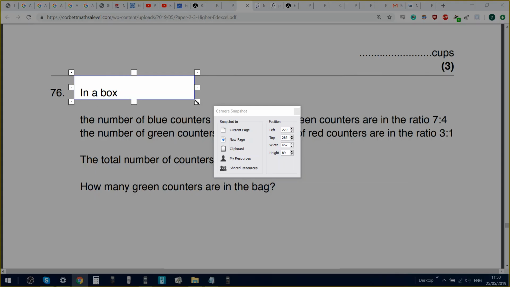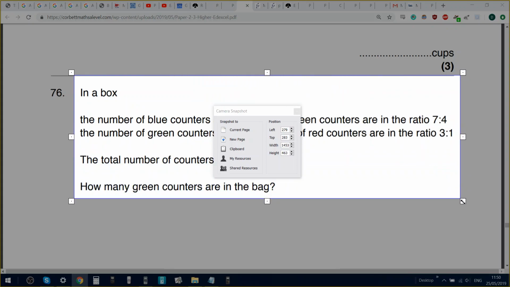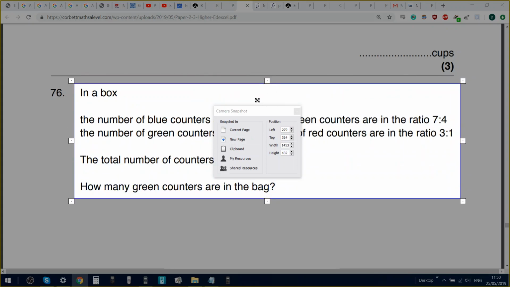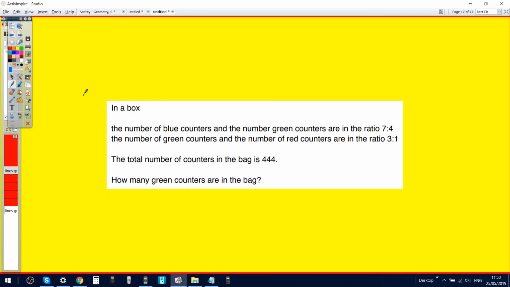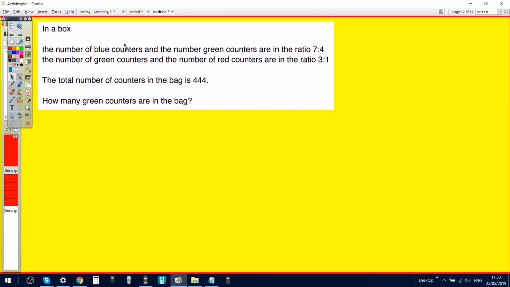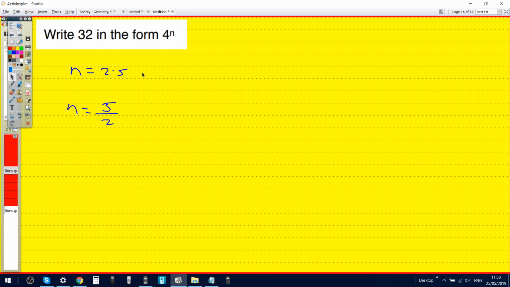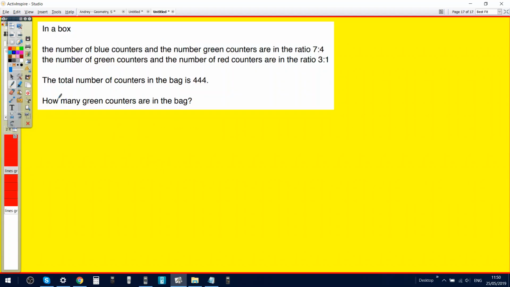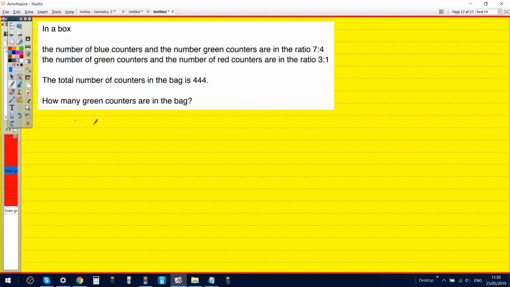If I put just 2.5 like that, would I get all the marks? Full marks. Okay. So I suppose n is 2.5. I suppose what they're looking for is 4 to the power of 2.5, because they said write it in that form.